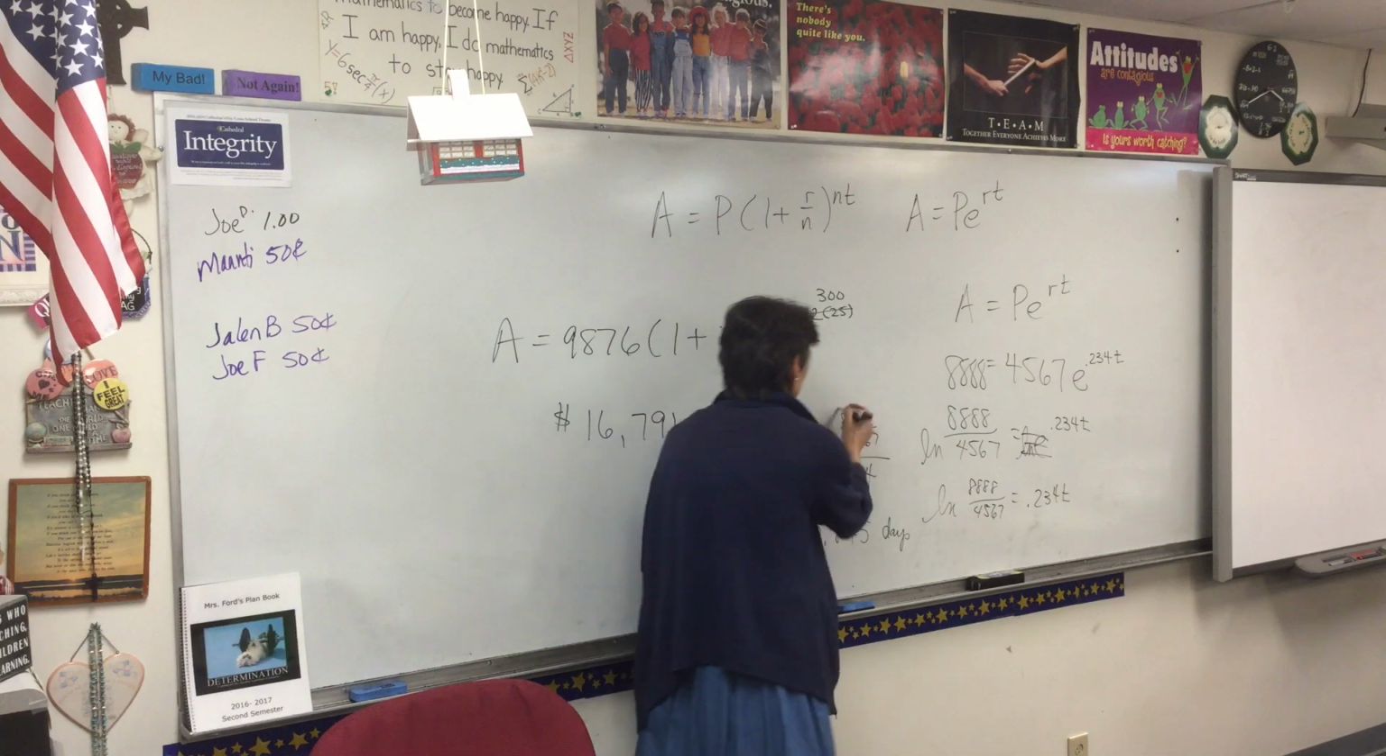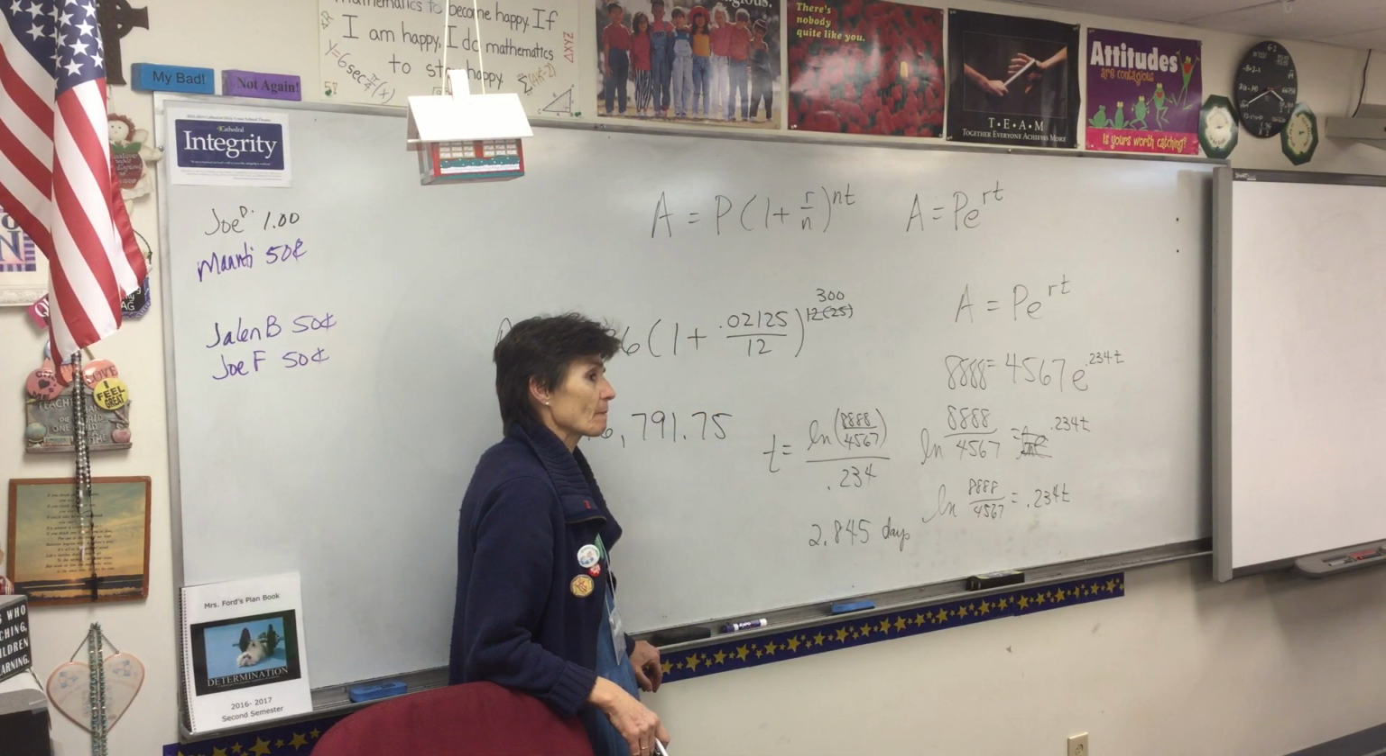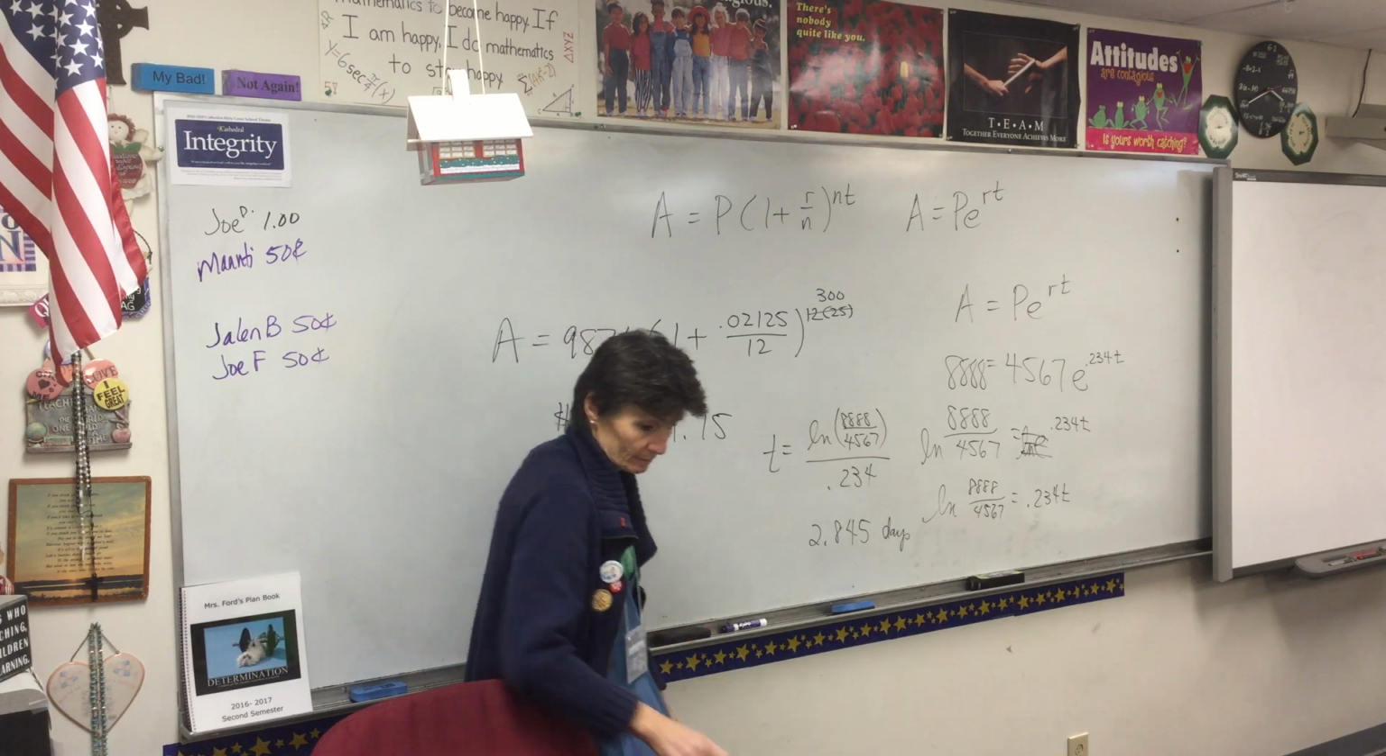Make sure you're closing the parentheses here, make sure you're typing in enough eights. I know what I did. I accidentally subtracted over 4567 in the beginning. Right, okay, yeah, we know we need to divide by that number. Alright, so everybody good with 2.845? Yes.